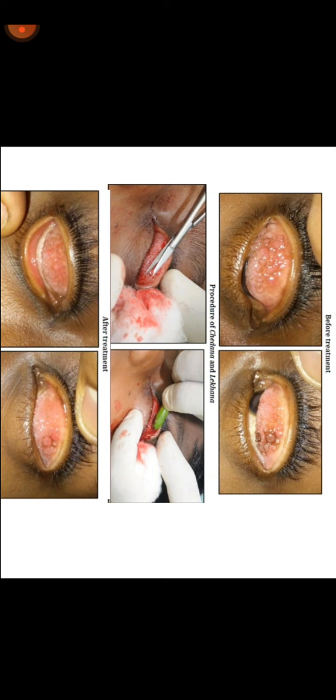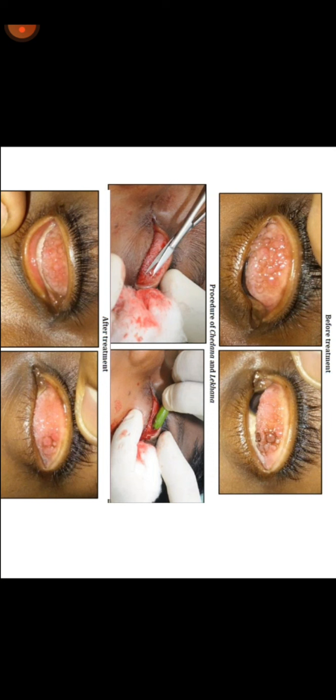So here the cobblestone appearance was very, very large. That means by simple Lekhana alone it is not at all going to subside. So we have done the Chedana also. That is, the giant papillae we removed by Chedana, and after the Chedana we did the Lekhana Karma, and the thick projection was made into a smooth surface, and the patient immediately got rid of the photophobia and the watering.